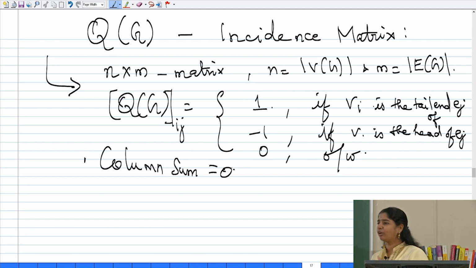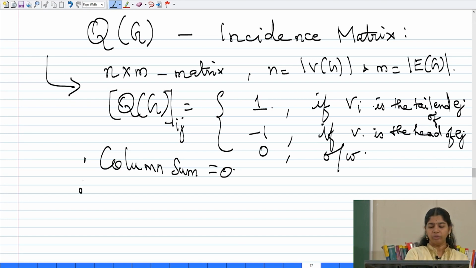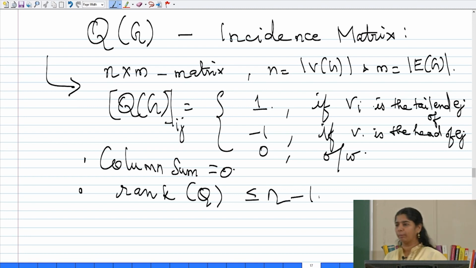And so what can we say about the rank of this matrix? To talk about rank, I want to talk about the number of linearly independent columns. Since we know column sum is 0, we have at least that rank is 1 less. So we can say that rank of Q is less than or equal to n minus 1, and what can we say about the other bound? The claim is, in fact, rank of this matrix is equal to n minus 1.